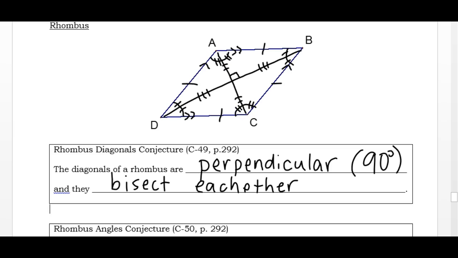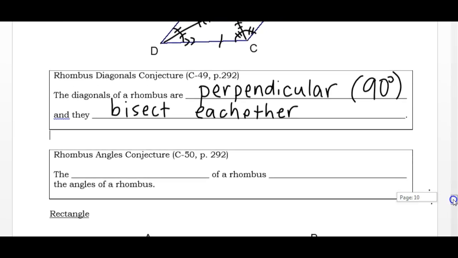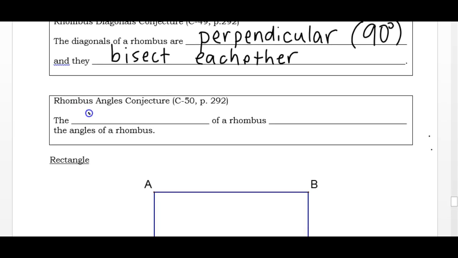So not only do I have the same angle on A and C, the same angle on D and B, but those angles are cut in half, so now I have four congruent angles, two on D, two on B, two on A, two on C. The diagonals of a rhombus bisect the angles of a rhombus.